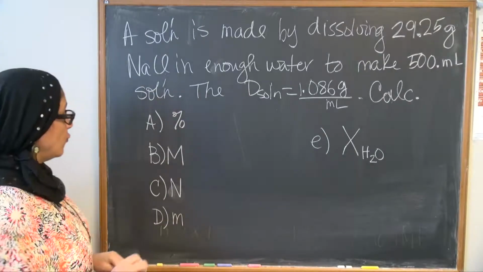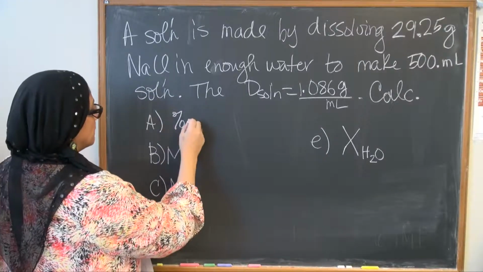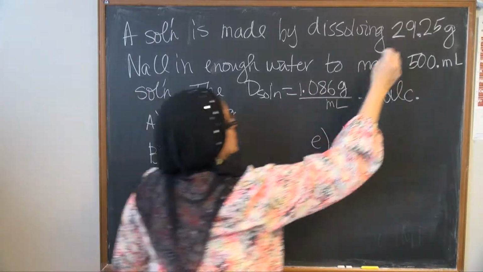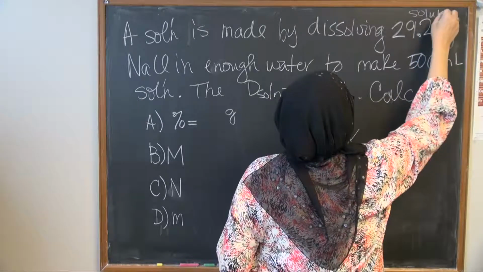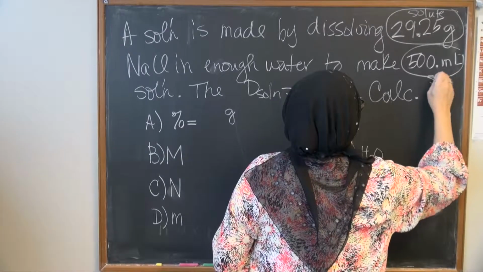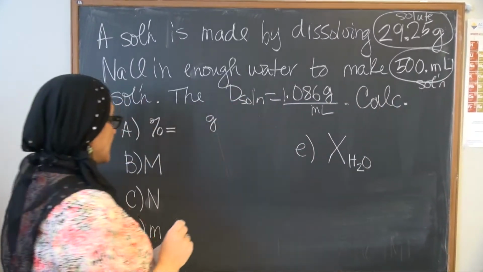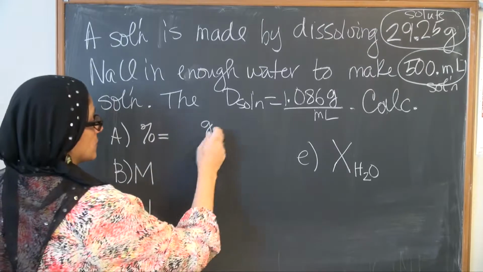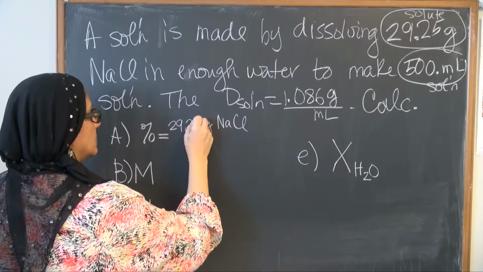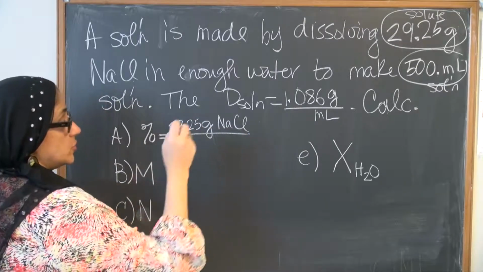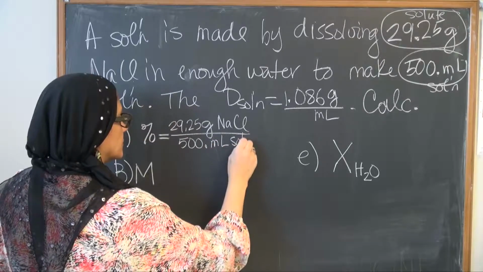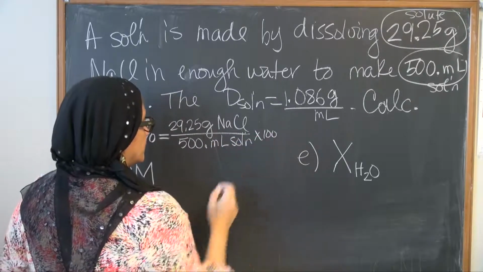Okay, for percent, since I didn't specify, we can do grams of solute. So this is the solute right here. This is what's given for our solute. This is given, this is the total solution, all right? And so if we would do grams of solute, which is sodium chloride, that's given 29.25 grams per, we could do milliliters, 500 milliliters of solution times 100.